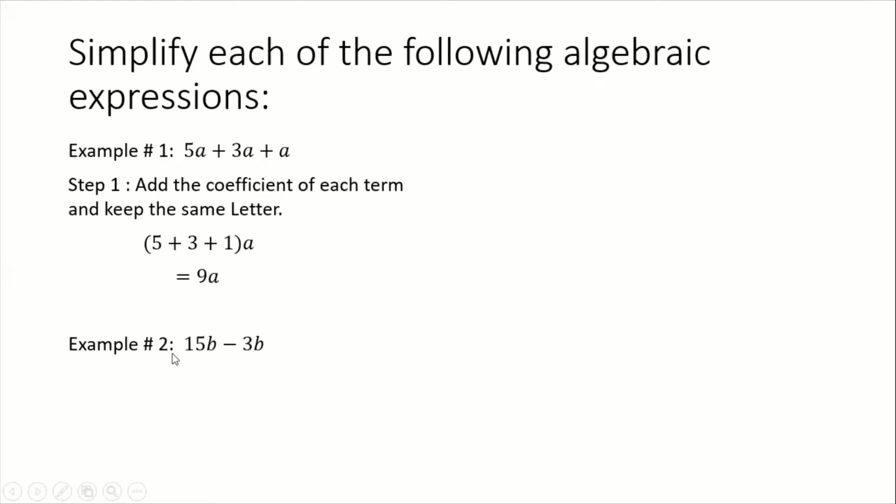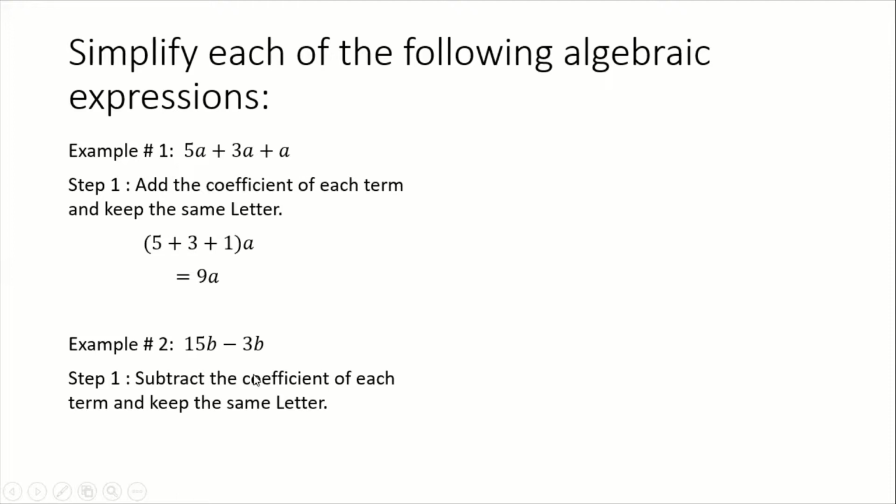Let's look at a second example here. We have 15b minus 3b, and you are asked to simplify this. What is this equal to? You are going to subtract the coefficients of each term and keep the same letter. That's all, because when you look at it, they are all b terms, and the power of b is the same, so we can combine them to give one single term. So you would have 15 minus 3 with the b on the outside, and 15 minus 3 will just give you 12. Put back your b, so your solution is 12b.